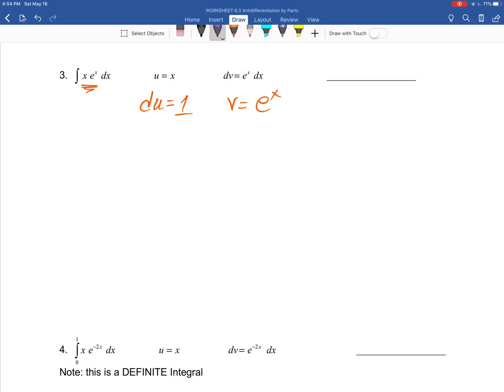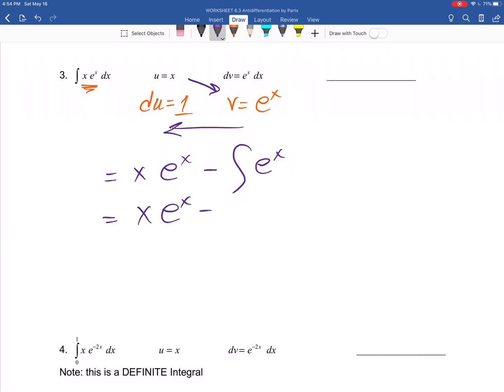Okay, here we go. Formula says you multiply u times v minus the integral of v times du. Okay, u times v, that's going to be x times e to the x minus the integral of 1 times e to the x. That's just e to the x. Here it is, x e to the x minus the integral of e to the x. What's the antiderivative of e to the x? It's e to the x. Any limits? No, then you better put a plus c.